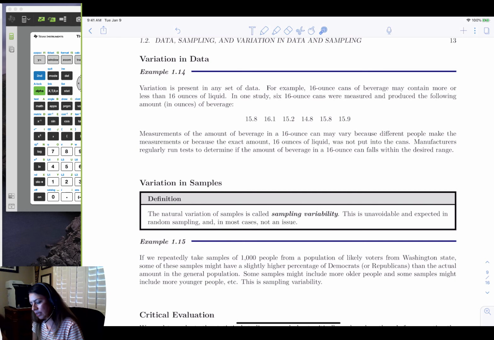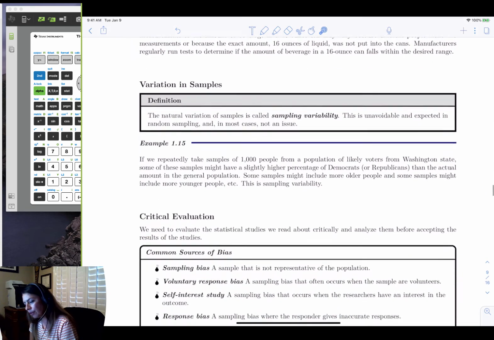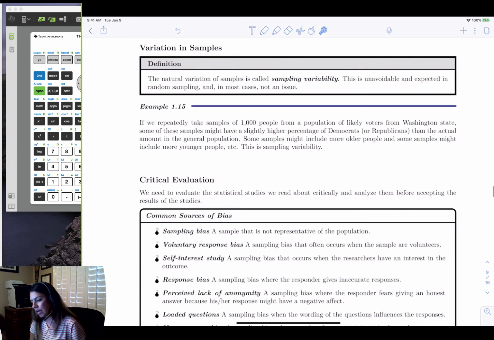Another one is sampling variability, the way we take our samples. So the natural variation of samples is called sampling variability. This is unavoidable and expected in random sampling, and in most cases not an issue. So let's just say I take 1,000 people from a population, and the samples I take happen to have a slightly higher percentage of Democrats, or Republicans, or independents than the actual amount in the general population.